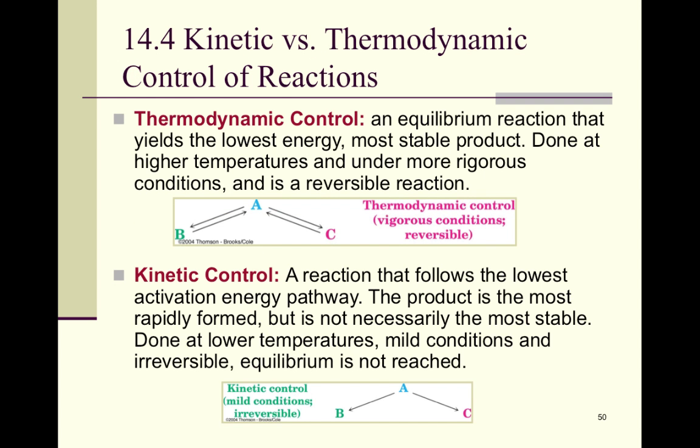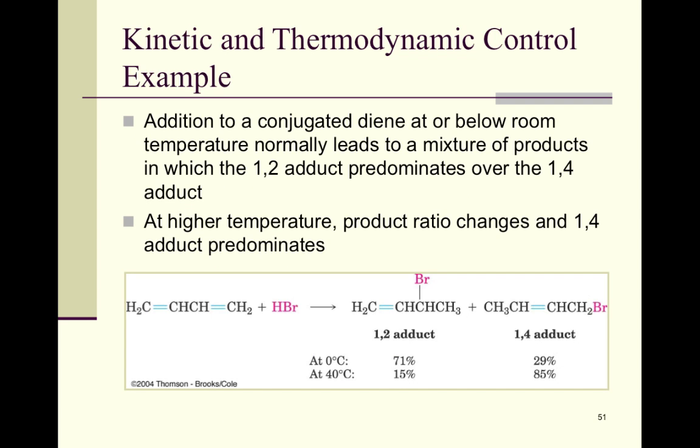Kinetic versus thermodynamic control of reactions. Thermodynamic control: an equilibrium reaction that yields the lowest energy, most stable product. This is done at higher temperatures, under more rigorous conditions, and is a reversible reaction. Kinetic control: a reaction that follows the lowest activation energy pathway. The product is the most rapidly formed, but not necessarily the most stable. This is done at lower temperatures, milder conditions, and is irreversible. Equilibrium is not reached.